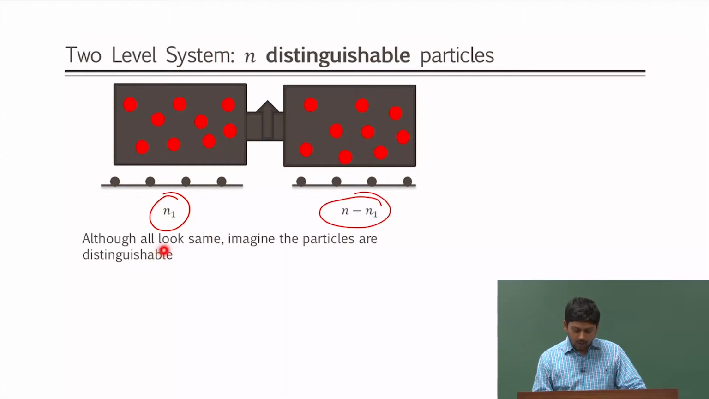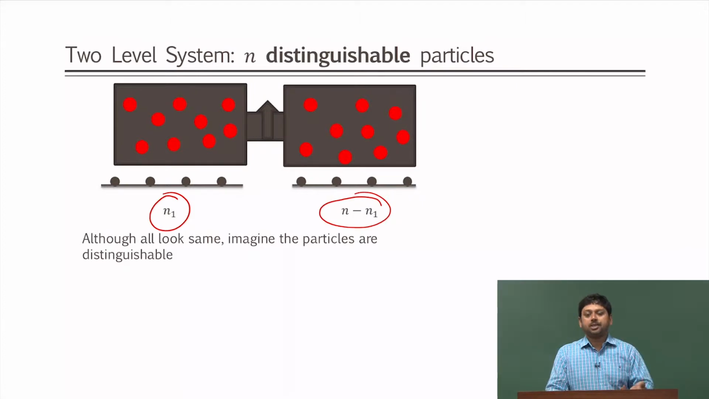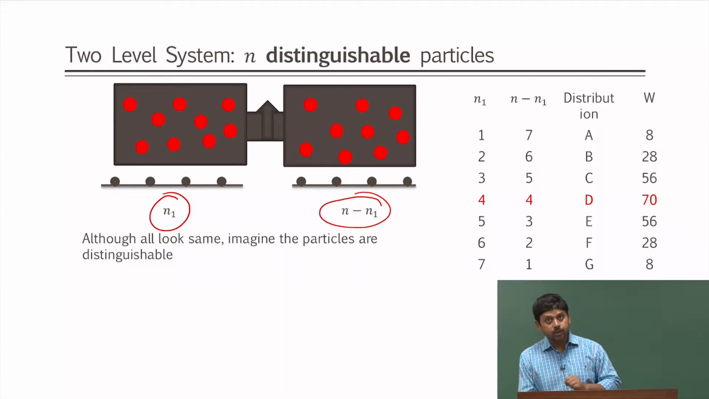Although all the particles look the same, imagine that the particles are distinguishable, because remember what I said, that it may be our inability to distinguish the particles. However, statistics will come according to the distinguishability. So let us assume that all these particles are distinguishable, and whatever the situation may be, n1 can be anything, n minus n1 can be the other thing. So whatever may be the situation, let us put some particles in one box and some other particles in another box. How many possible ways can you do that?